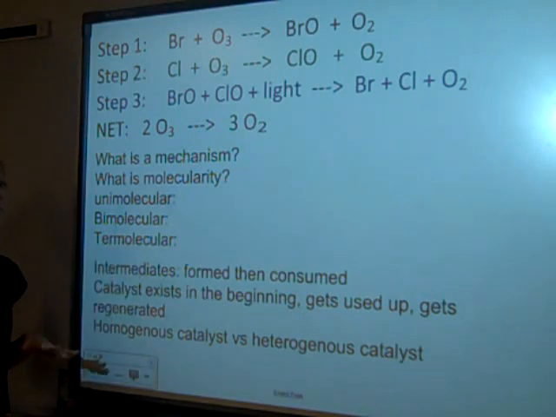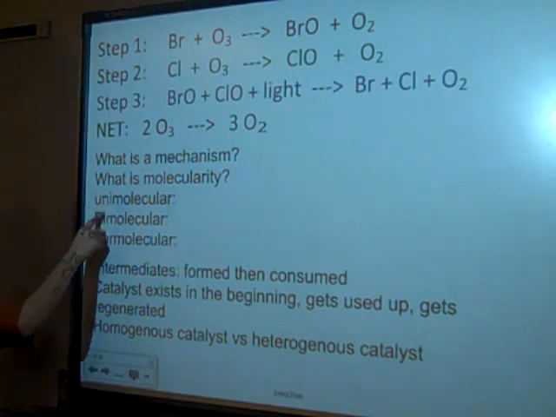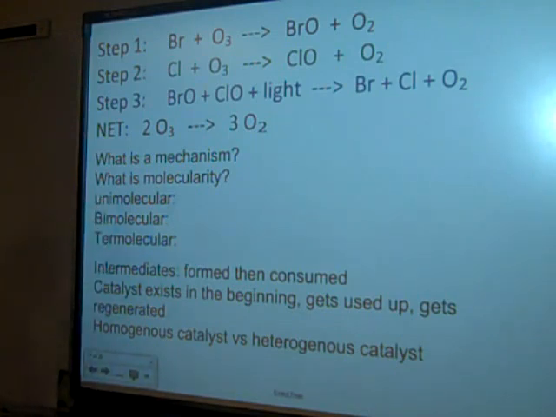Termolecular steps are pretty unlikely because it's difficult for three molecules to collide at the same point with enough energy and with the correct orientation. So you're almost always going to see unimolecular and bimolecular.